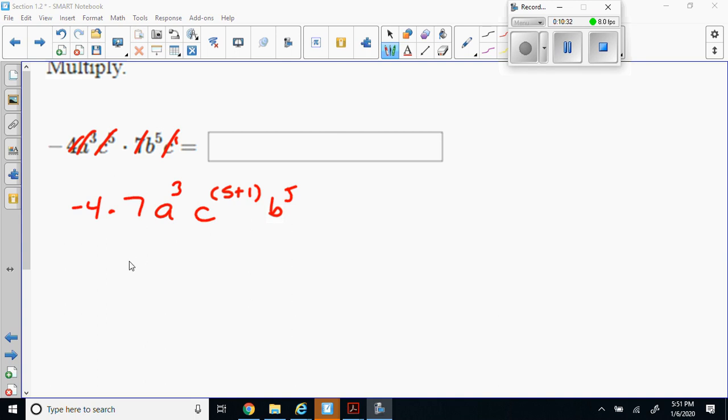All right, so this is negative 28. Here's c cubed squared. That's c to the what? 6, and then I got b to the 5th, right? There you go. How do we do?